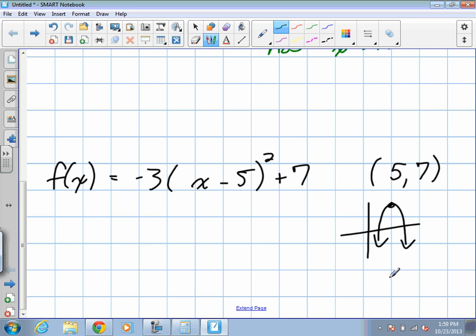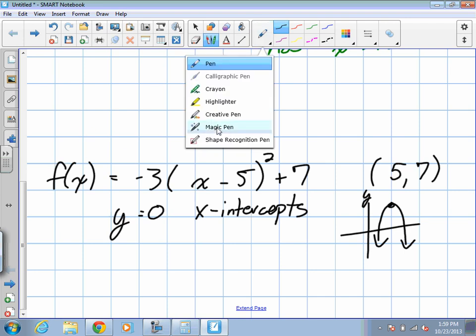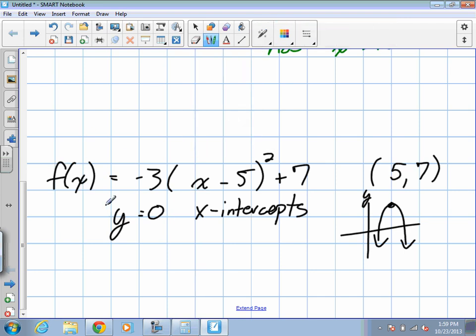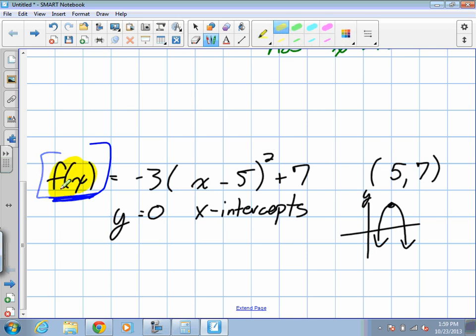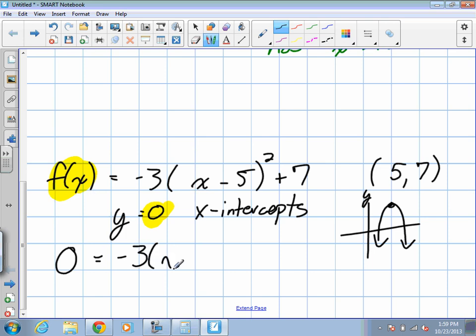X-intercepts are when y is equal to what value? That's right, when y is equal to 0 is how we'll find x-intercepts. So, which of these variables represents our y? No, 7 represents the y value of the vertex. If we're just plugging in points, what represents y? The f of x. This here represents our y. So we're going to replace this with our value of 0 and then solve. So 0 is equal to negative 3 times (x minus 5) squared plus 7.